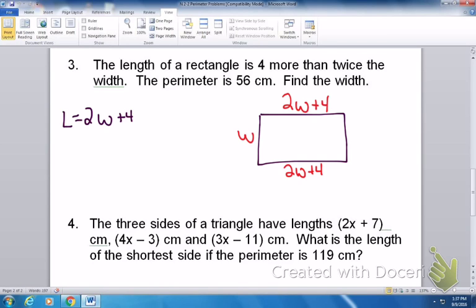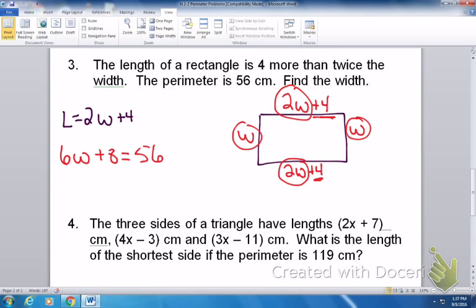And the widths are both W. I have 2 W's, plus 1 W is 3W, plus 2 more is 5W, plus 1 more is 6W. So 6W. But I also have 4 plus 4 is plus 8, and that equals the perimeter, which is 56.